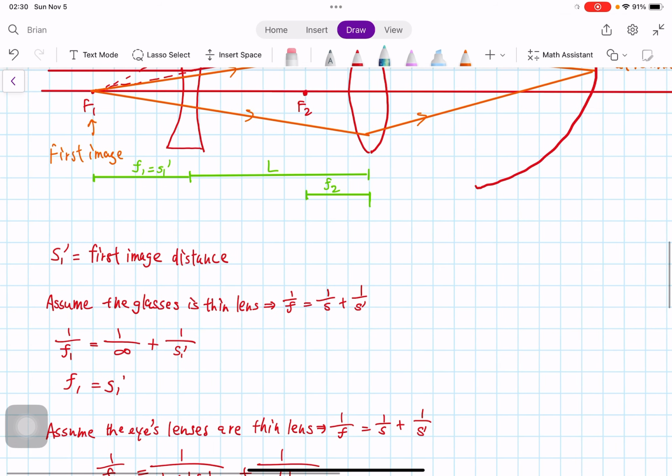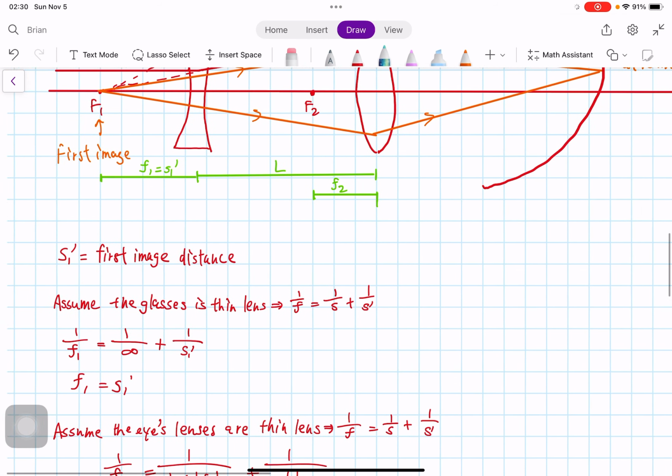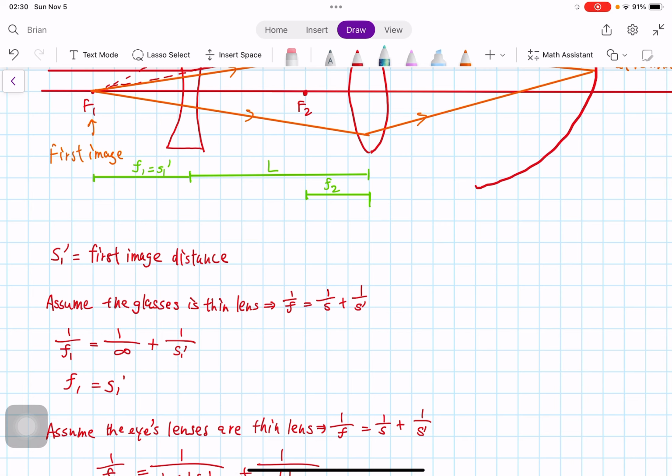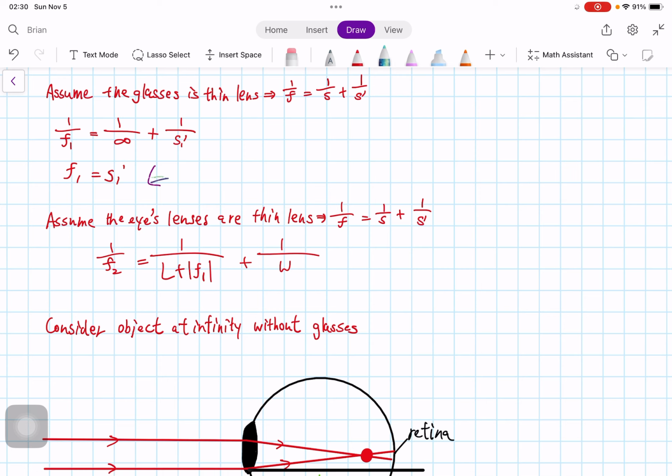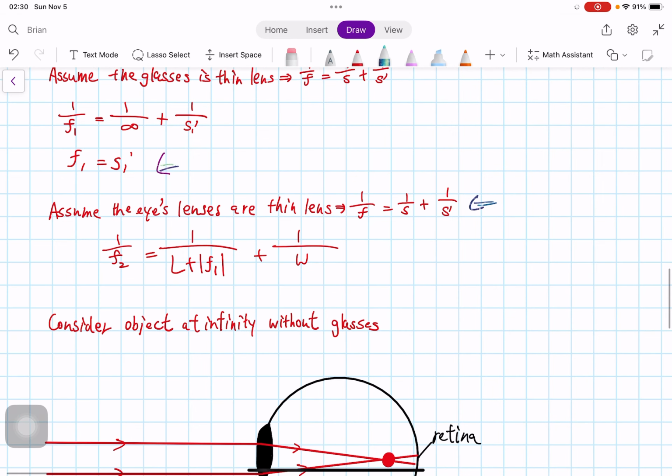For this diverging lens, we're assuming that it is a thin lens. So we could use the thin lens equation. We have this. And we assume that the eye's lenses are also thin lens. So we could use the thin lens equation again. We're looking at the second image. So we just plug in the values to it.